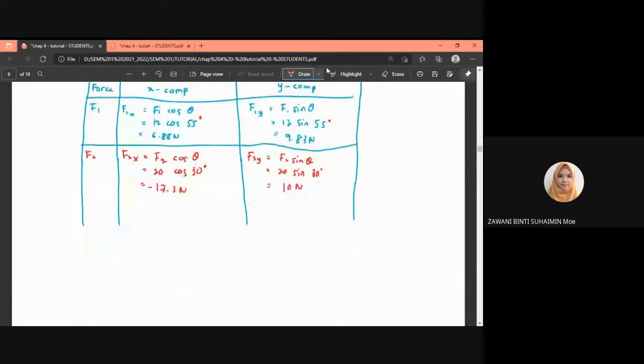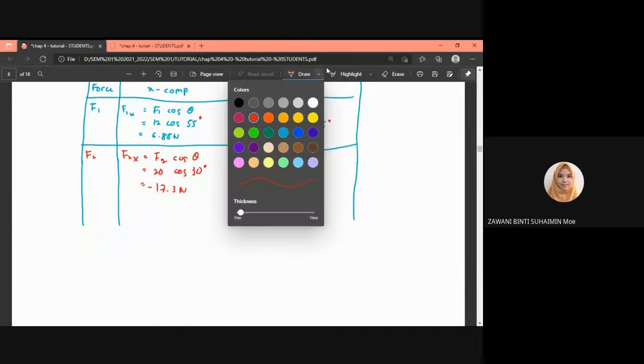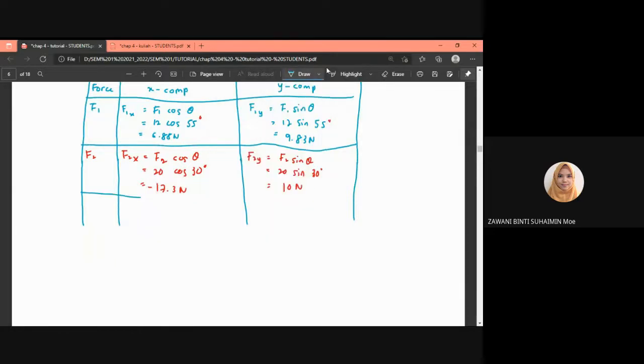Okay, now we move to part seterusnya. Okay, force yang seterusnya, force 3.